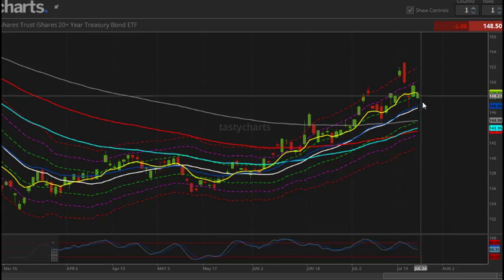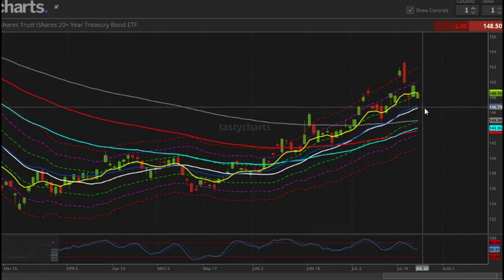And I do expect to see a move back down to at least the midpoint here, if not even lower, down to the first lower ATR level, which would be a target of around 145 from current prices. So it's not a great time to get long bonds, and I do expect to see interest rates climb into the next week or two.